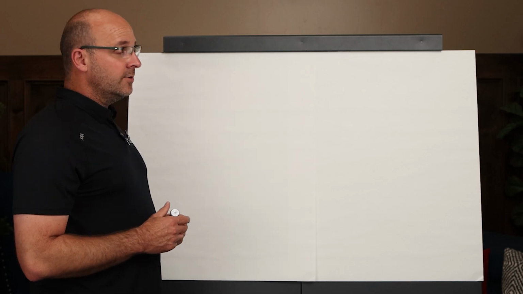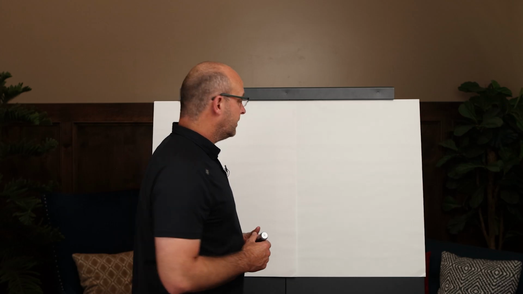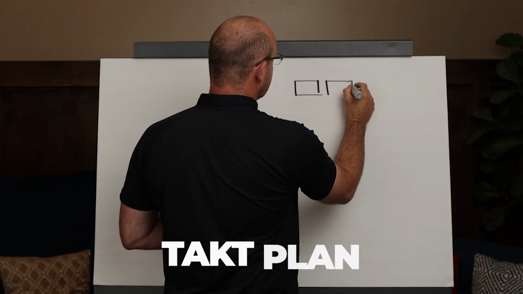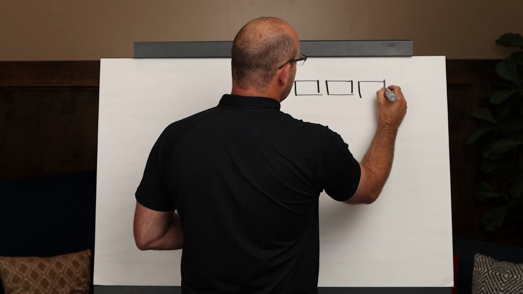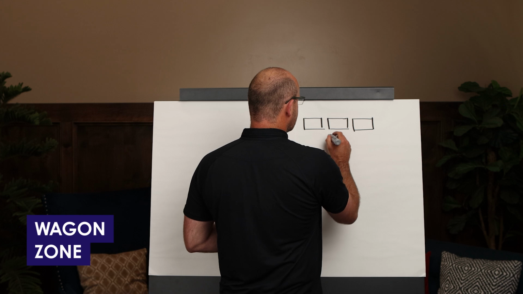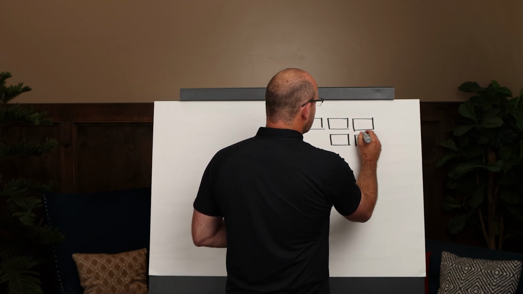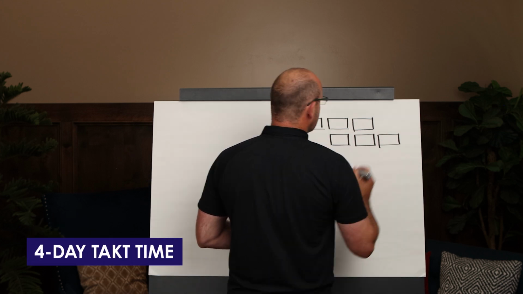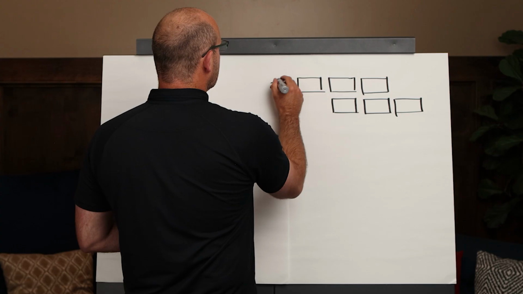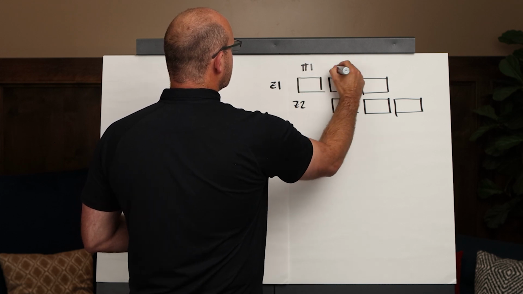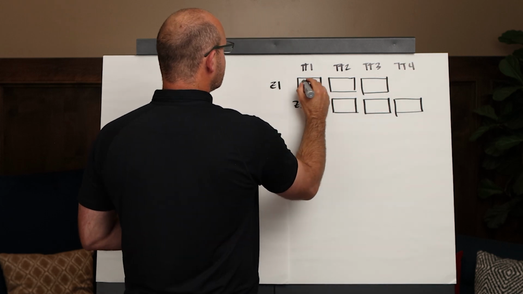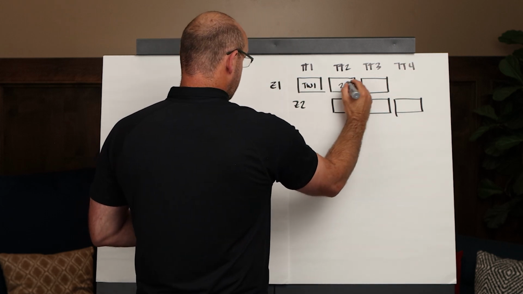I am going to use an example that I think you'll like too. Let's say that you have a takt plan, let's just make it simple, that has 3 wagons in it, and a wagon is the amount of work that can be done in a takt time in a zone. Now let's say that there's 2 zones, okay? And let's say it's a 4-day takt time. I don't want to get tripped up on 5.5 days and things like that. Let's just make it simple. So there's zone 1, zone 2, takt time 1, takt time 2, takt time 3, takt time 4, and then this would be takt wagon 1, 2, 3.